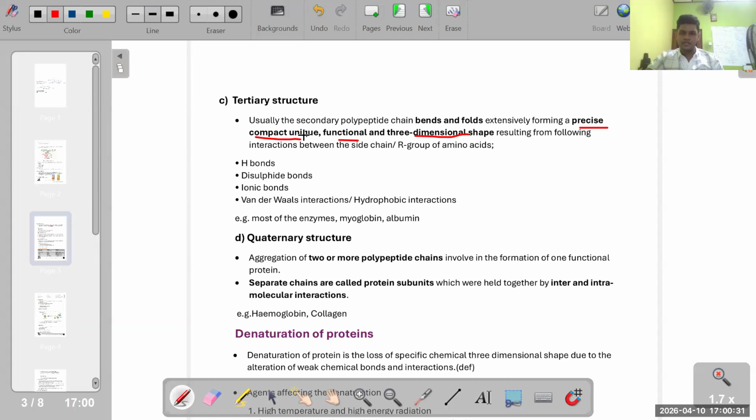And during tertiary structure, what are the changes that take place in the secondary structure? The secondary polypeptide chain undergoes bending and folding.